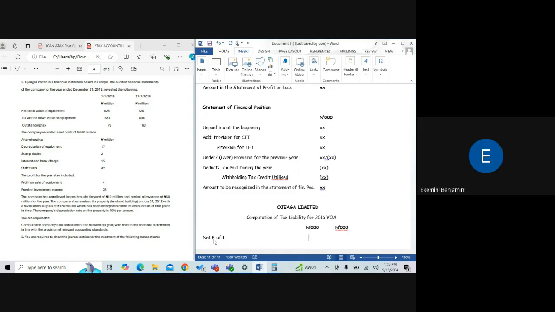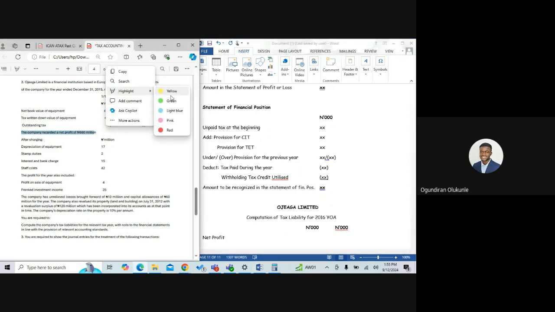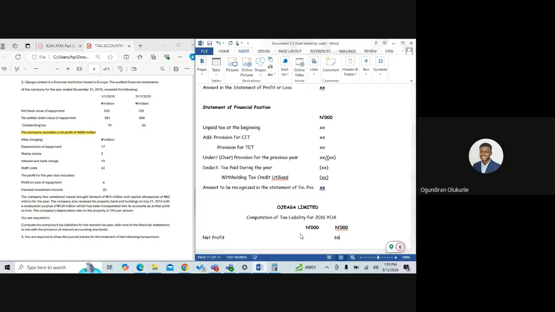Can you see the screen? The question is 625. The company recorded a net profit of 660. Can you see it? Recording, so we have 660,000. Yes, okay.